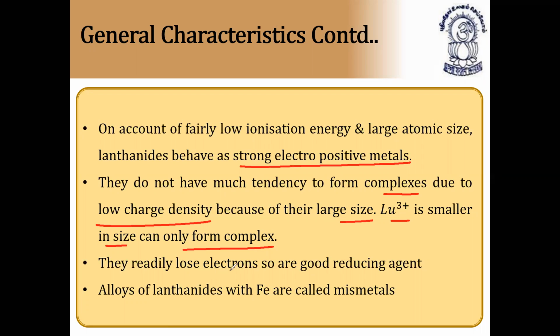Next, they readily lose electrons and they are good reducing agents. As they are metals, they are good reducing agents. Alloys of lanthanides with iron are called mixed metal. What is mixed metal? It is an alloy consisting of iron with lanthanides; iron with any lanthanide is called mixed metal. What is mixed metal? They ask here. Please note it down.